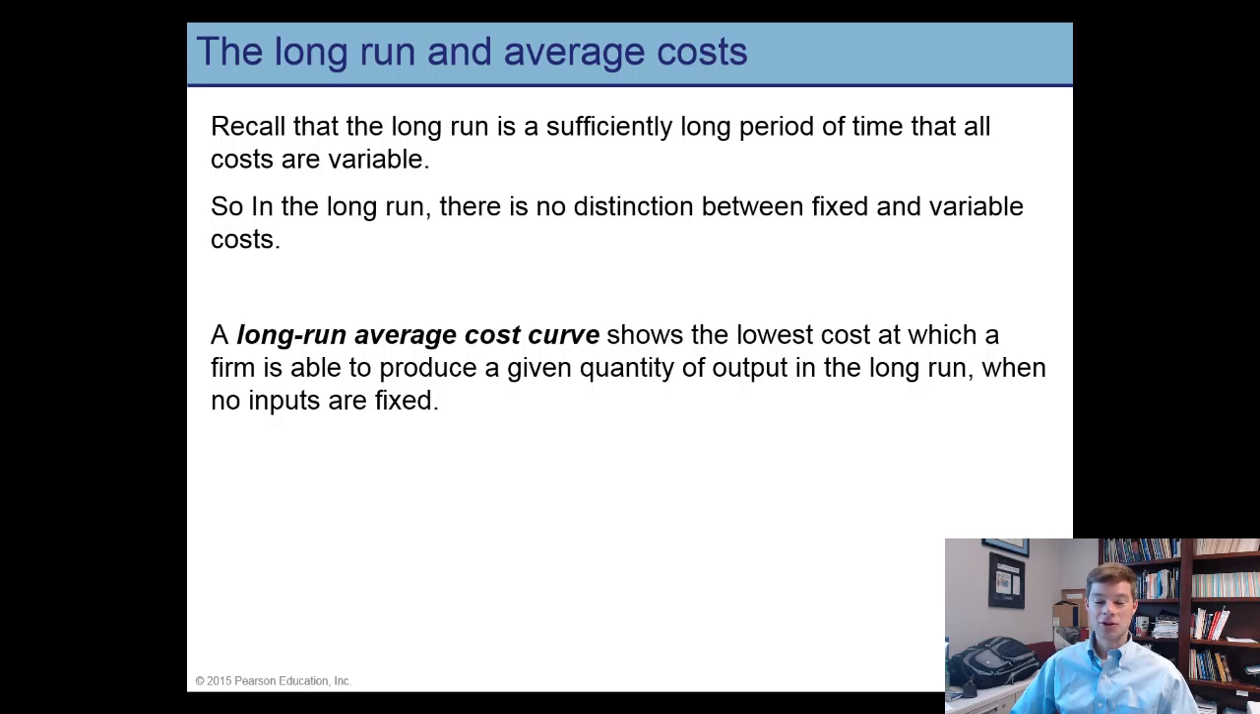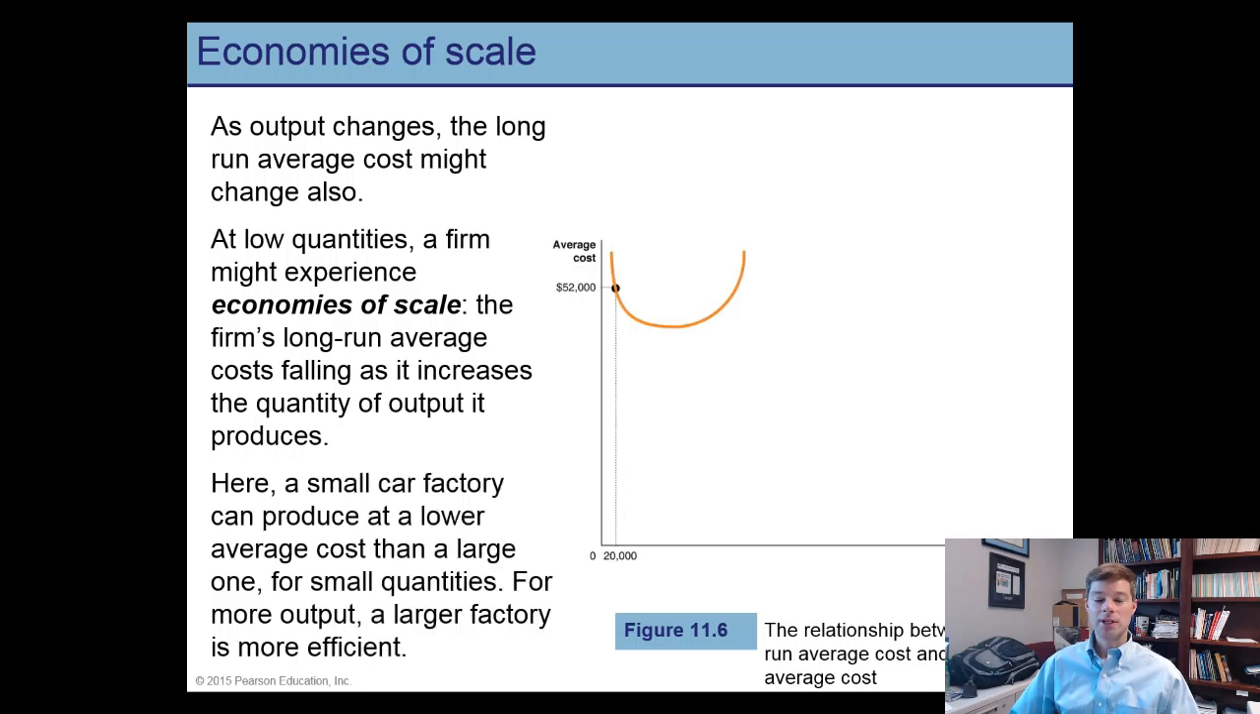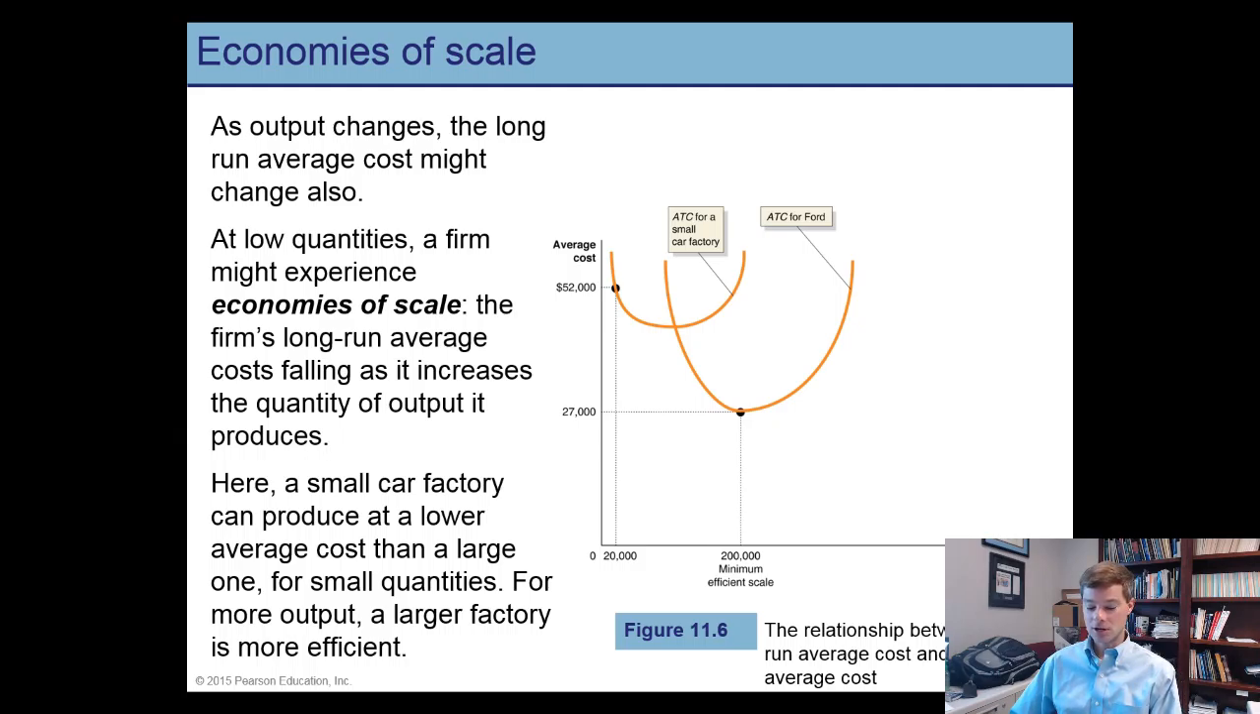Let's start by trying to make the link between the short run and the long run. I'm going to show you two short-run cost curves, one for a small factory that makes automobiles, and one for a larger factory that makes automobiles. These are going to represent different scales of production. Perhaps the automobile production process uses two inputs, labor and factories. In the short run, labor might be variable, but factories might be fixed.